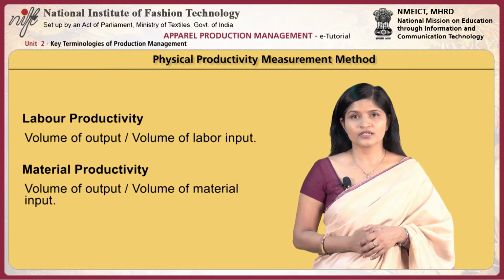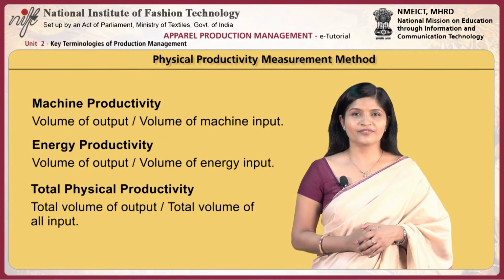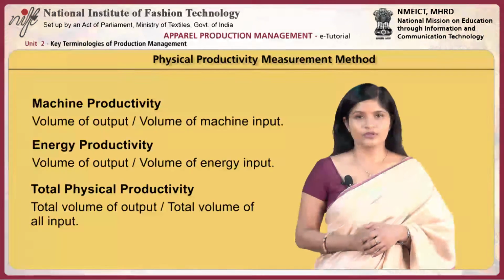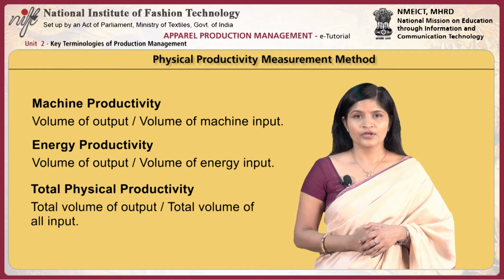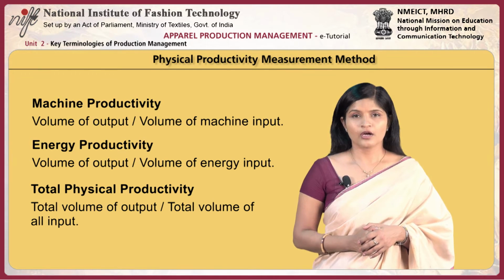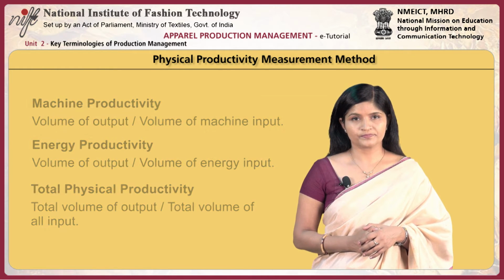Labor productivity is equal to volume of output upon volume of labor input. Material productivity is equal to volume of output upon volume of material input. Machine productivity is equal to volume of output upon volume of machine input. Energy productivity is equal to volume of output upon volume of energy input. Total physical productivity is equal to total volume of output upon total volume of input.